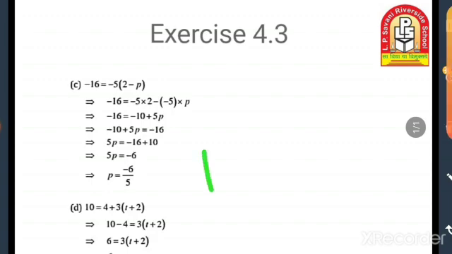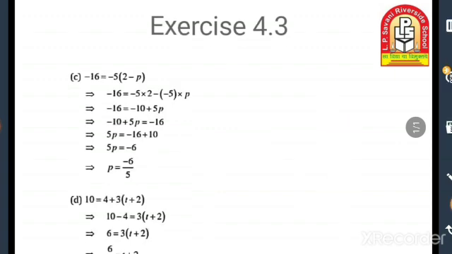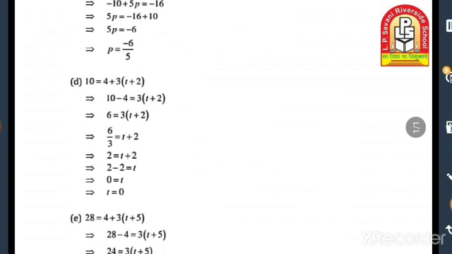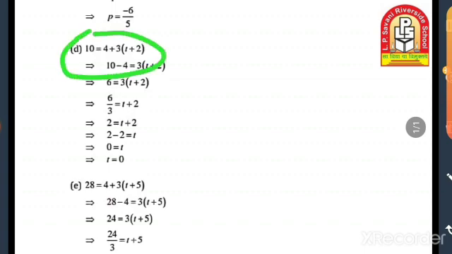So p is equal to minus 6 upon 5. Then after that, the next example: 10 is equal to 4 plus 3 in the bracket t plus 2. So 10 minus 4 is 6, and 3 multiplied with t is 3t.